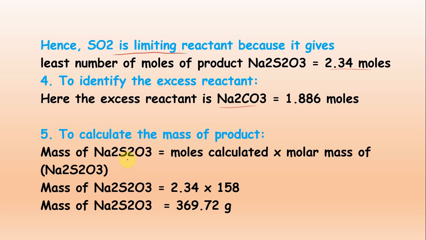Mass of the sodium thiosulfide will be equal to moles calculated multiplied by molar mass. So the moles which we have calculated, that is 2.34, multiplied by the molar mass of sodium thiosulfide, which is 158, given in the question paper. When you multiply it, you will get the same answer which is in your textbook, that is 369.72 grams of sodium thiosulfide.